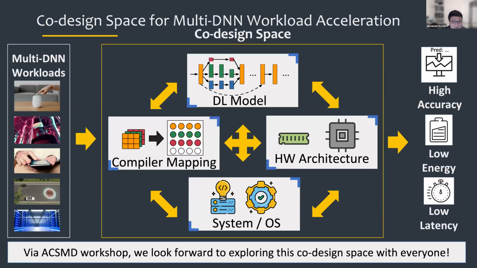This gives us a huge landscape of optimization for multi-DNN workloads. We get new multi-DNN workloads as listed on the left side. And we have a huge optimization space, or co-design space, across the deep learning model or DNN model, compiler mapping, hardware architecture, and system OS. So it's a whole co-design problem, and it is a necessary approach. It is a required approach for achieving high accuracy and low energy and low latency of the ML system. So via this ACS and the workshop series, we look forward to exploring this co-design space with everyone.